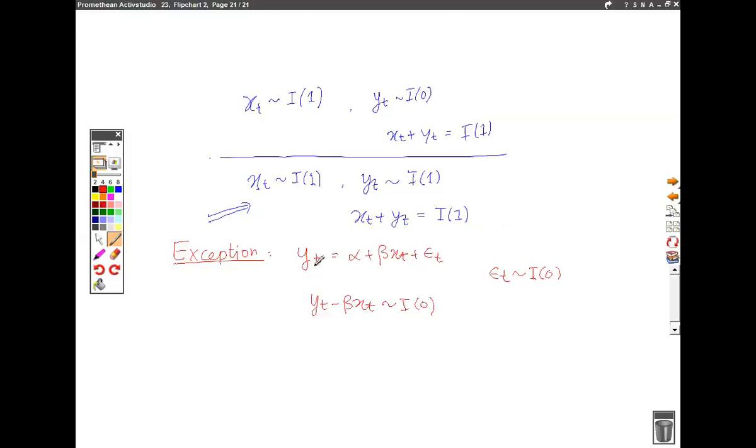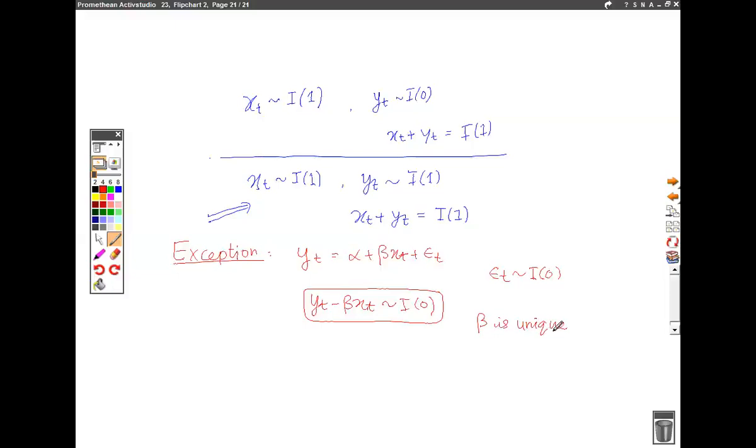So remember, I know that my YT is I(1) and my XT is also I(1). But if I assume that my ET is I(0), then I know that my YT minus beta XT also has to be I(0). And whenever such a situation happens, you will always know that there exists only one combination, and this beta is unique. So there will only exist one combination of YT and XT which will give you a stationary process, and that coefficient beta for XT is a unique coefficient.